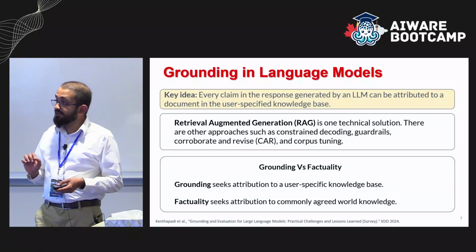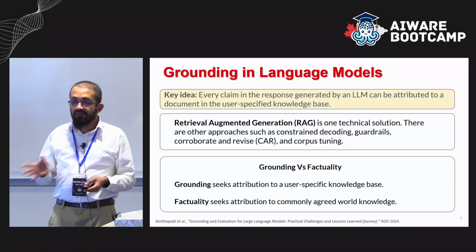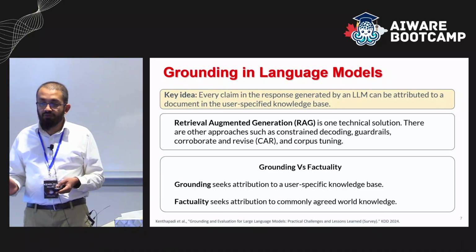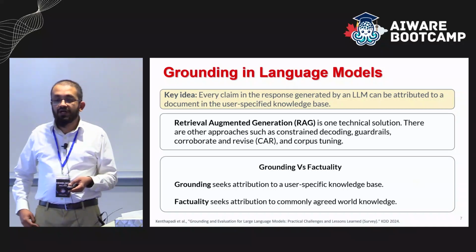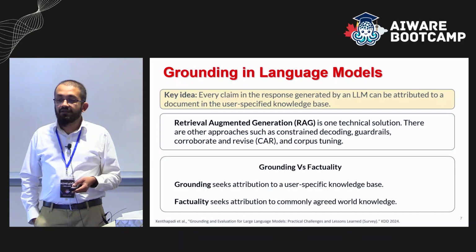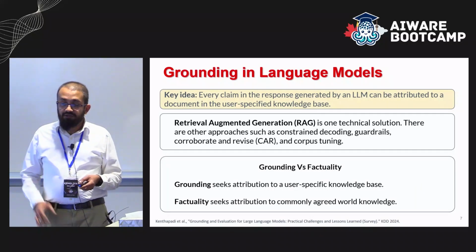But retrieval augmented generation, or RAG, is not the only way of doing grounding. There are many other techniques such as constraint decoding, guardrails, a fancier one called corroborate and revise, and then corpus tuning. So these are the alternatives.